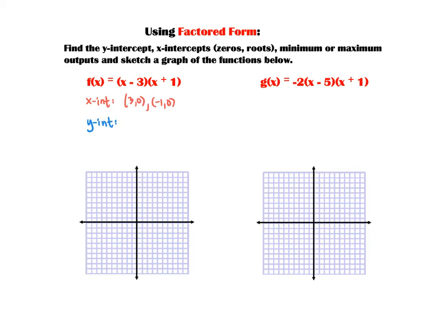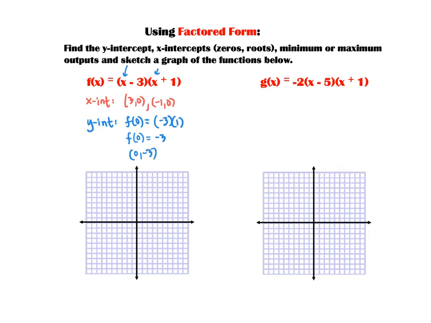What do we plug in for the y-intercept for x? Well, what we do is we look for f of 0, which would mean I'd plug a 0 in for both x's, which would mean I'd just have negative 3 times 1. So our y-intercept is negative 3. Okay, well that's not that bad either.